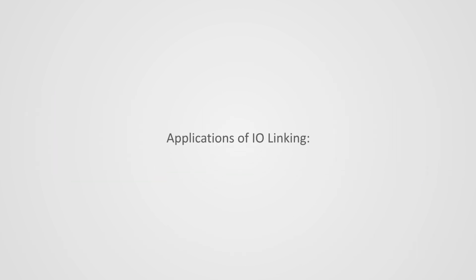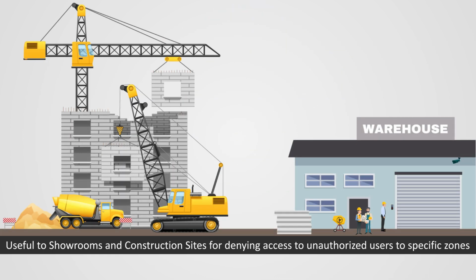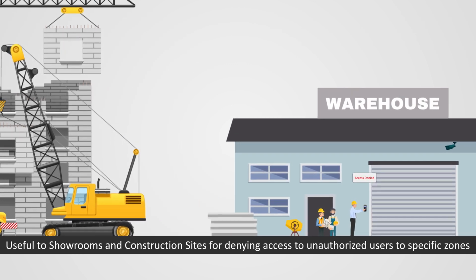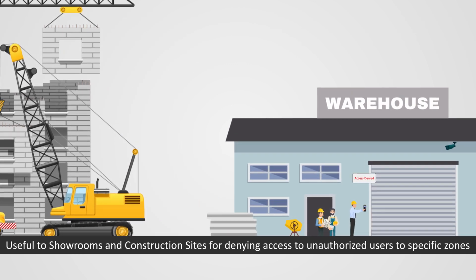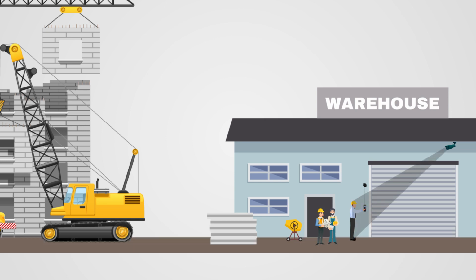Applications of I/O linking. Useful to the corporate offices, having smoke detectors, to open all the door controllers, when fire rises. Useful to showrooms and construction sites, for denying access to unauthorized users to specific zones, and generate alarm, or record video, using camera.